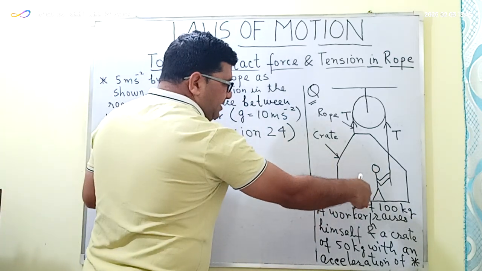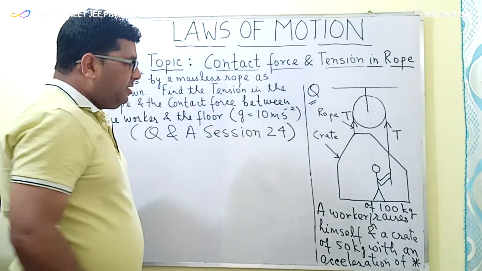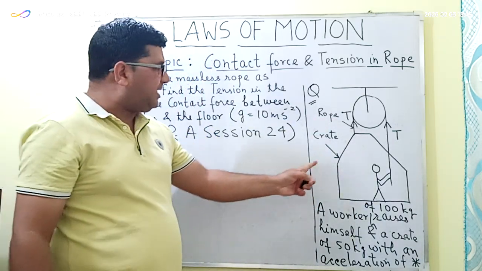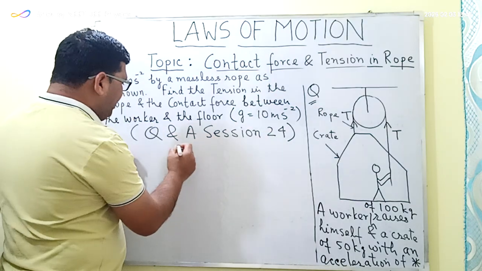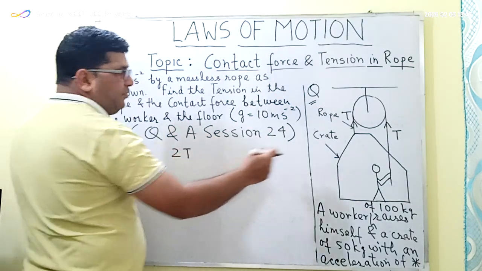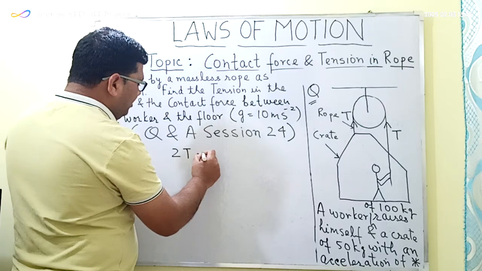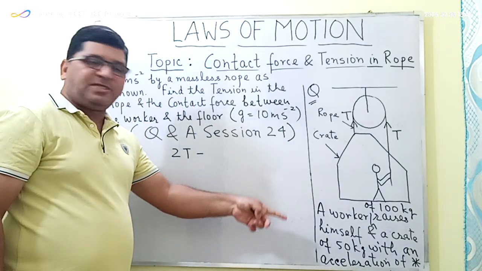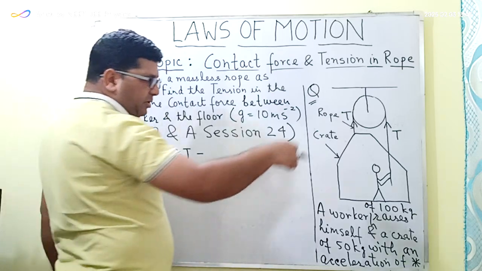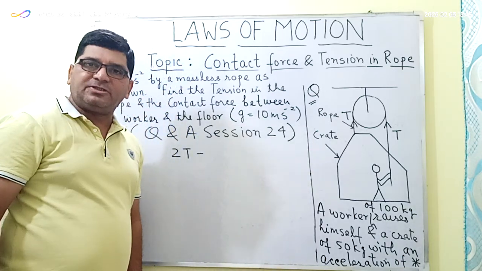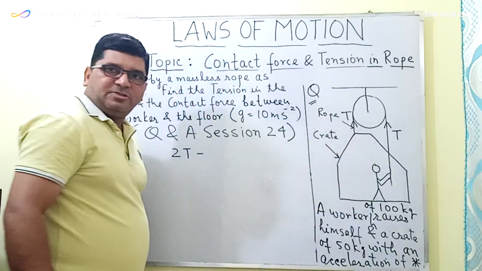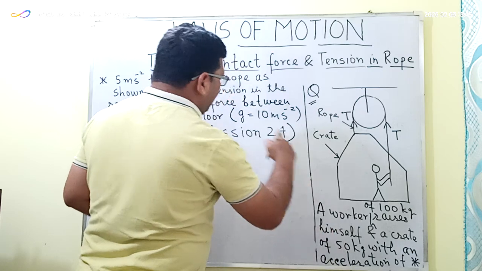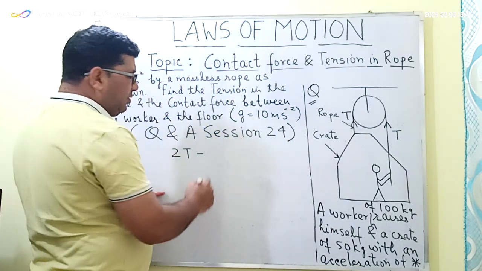Now the weight of this man and the crate will be acting vertically downward. So this crate will move in the upward direction only when there is a net force acting in the upward direction. The net force will be equal to the total force acting in the upward direction, which is 2T, minus the total force acting in the downward direction. The total force acting in the downward direction is the weight of the man and the crate, that is 100 plus 50, that is 150 into g, that is equal to 1500.